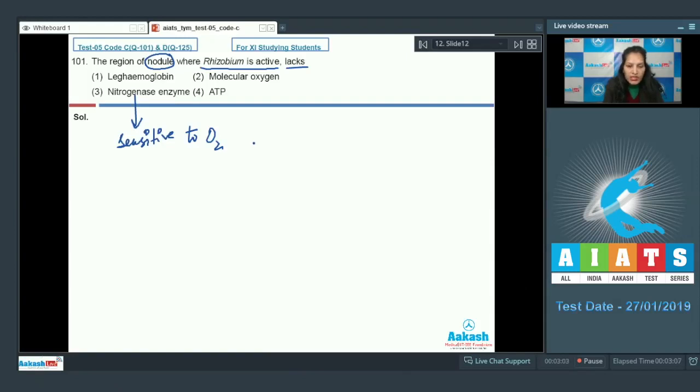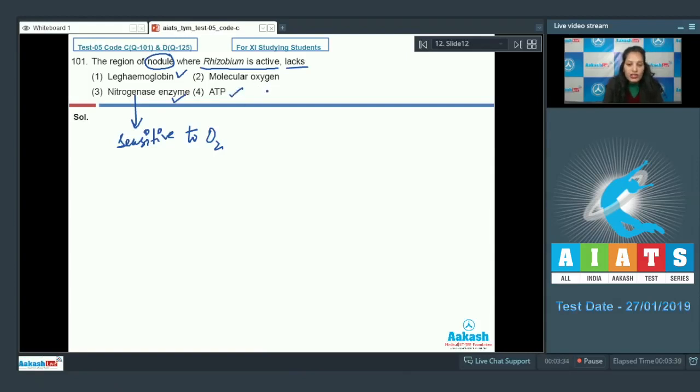So there is a pigment called leg hemoglobin. Leg hemoglobin is an oxygen scavenger. It scavenges all the oxygen so that nitrogenase can act. So leg hemoglobin, yes, it should be present so that it can scavenge the oxygen. Nitrogenase enzyme, yes, without it nitrogen fixation cannot take place. So this is true. ATP, yes, nitrogen fixation is an active process. It requires ATP, so it is true.